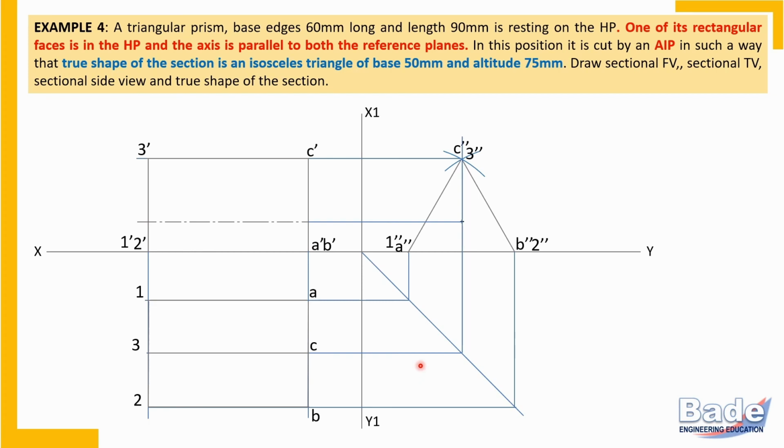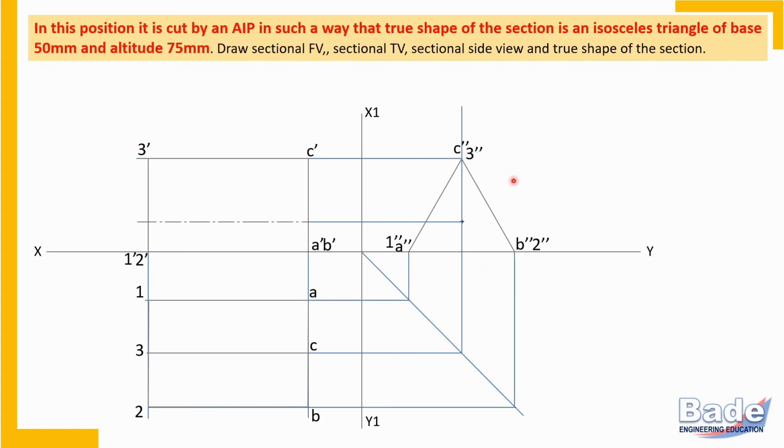This is the first problem in which we have drawn the true shape of the base in the side view. Let's proceed. Now let's look at the cutting plane. In this position, it is cut by an AIP, auxiliary inclined plane. It is a plane inclined to HP and perpendicular to VP. Perpendicular to VP means the cutting plane line is in the front view. It is cut by an AIP in such a way that the true shape of the section is an isosceles triangle of base 50 millimeters and altitude 75 millimeters.